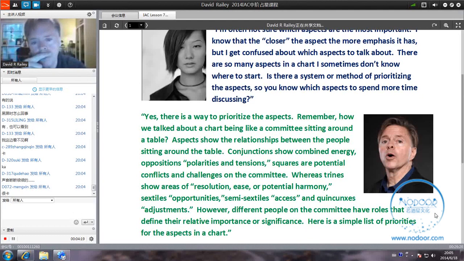But think about this. What does a committee spend more time dealing with?